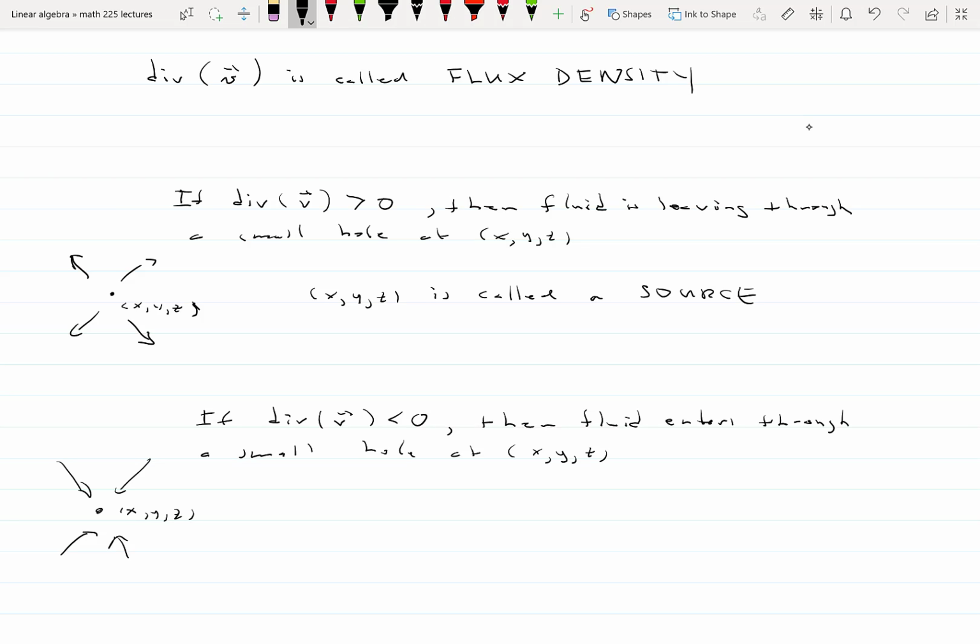So what do we call that little hole, when fluid is escaping through that hole? That point is called a sink, like our kitchen sink or bathroom sink. XYZ is called a sink. You have something called sources and sinks. So if the divergence is less than 0, the tendency of the fluid is to enter that small hole.